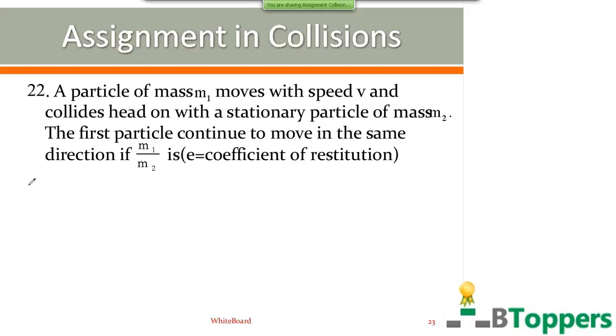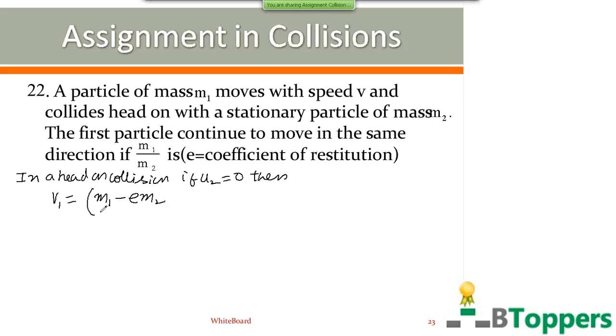If you remember one of the results I have written in the past, you can answer the question very fast. In a one-dimensional collision, if the initial velocity of the second particle is 0, then v1 can be written as (m1 minus e m2) by (m1 plus m2) into u1.